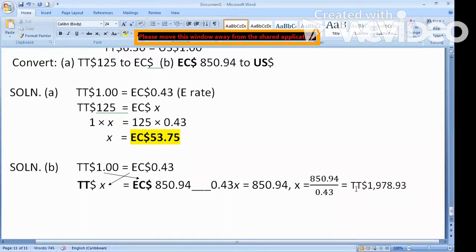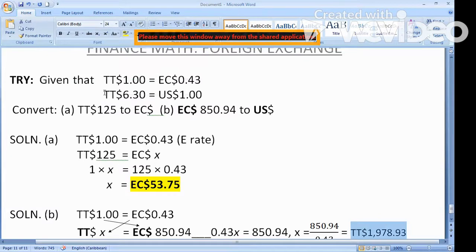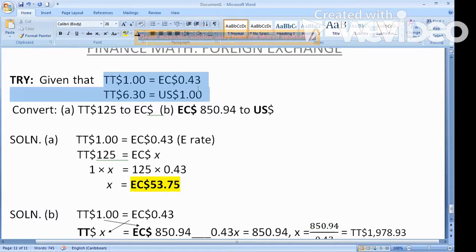And then now, this TT here, we're going to convert this TT to US using this exchange rate. Remember, this is the exchange rate. All right.